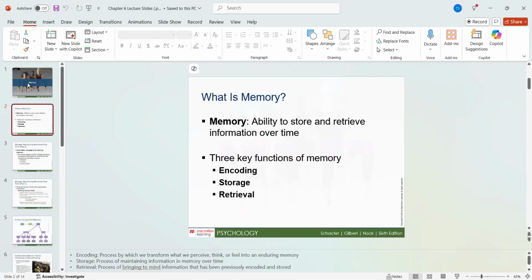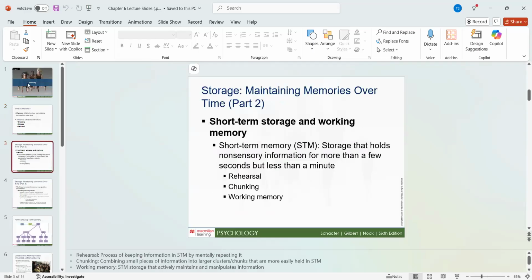There are three key functions of memory: encoding, storage, and retrieval. Long story short, encoding is getting information into your mind, storage is keeping it in your mind, and retrieval is bringing it back when you need it. So, input, storage, and output. There are a bunch of different ways you can say this, but essentially: getting information into your memory, keeping it there, and bringing it back. All right.